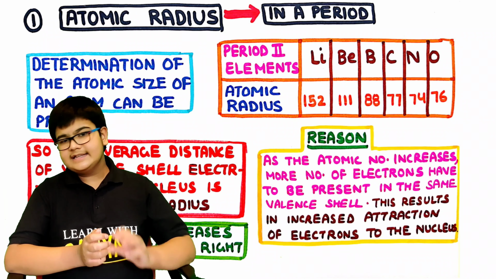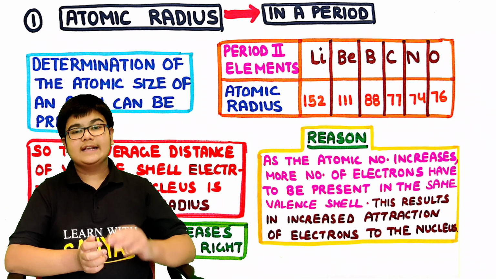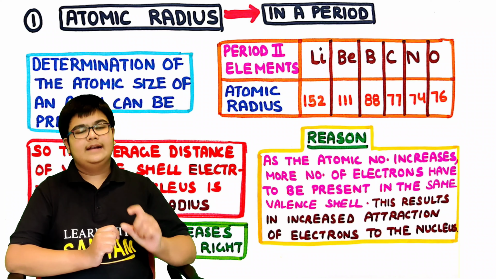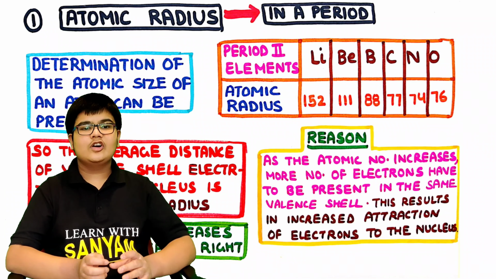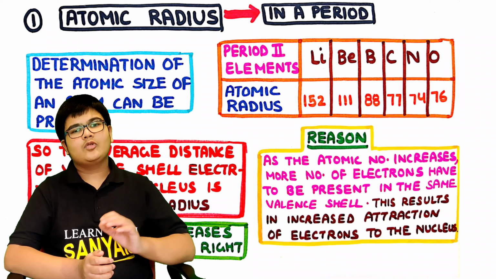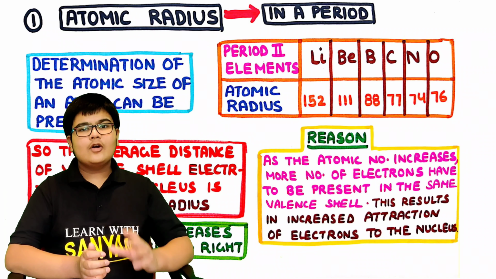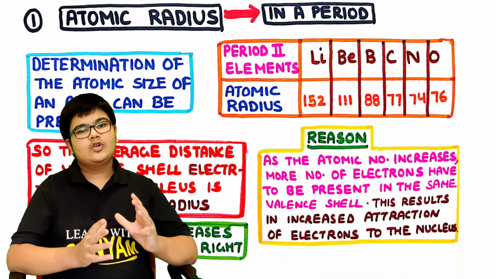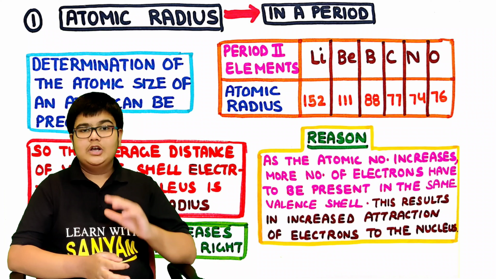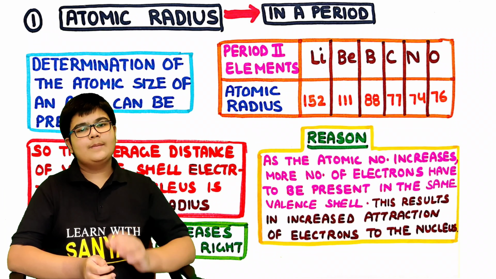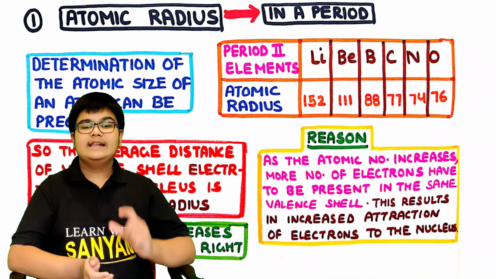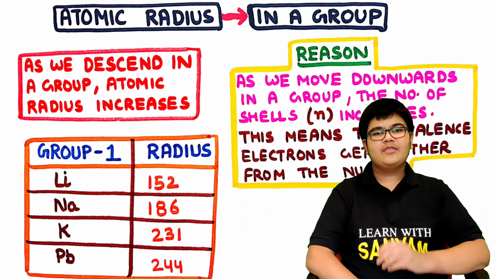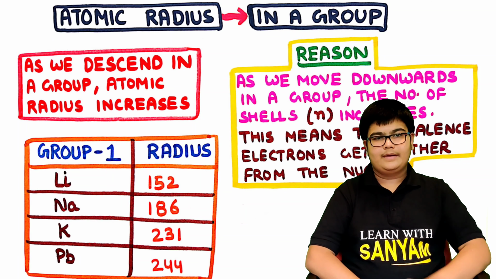As the attraction of electrons to the nucleus increases, the atomic radius decreases, because atomic radius is nothing but the distance of valence electrons from the nucleus. Due to more attraction between the nucleus and electrons, they will have to come closer, so atomic radius will reduce. So this is the explanation of why atomic radius decreases as we move from left to right in a period. Now let's discuss the trend of atomic radius in a group.